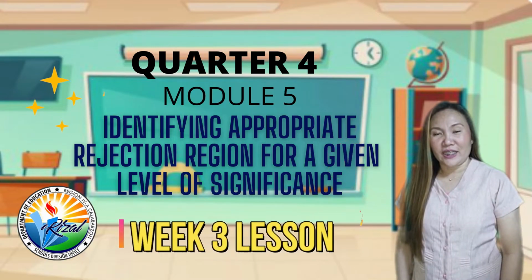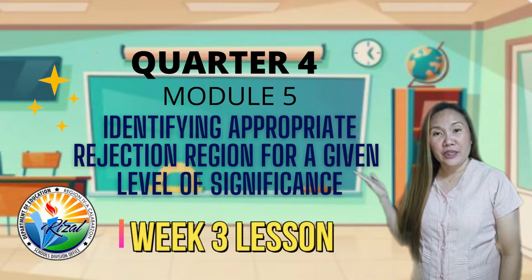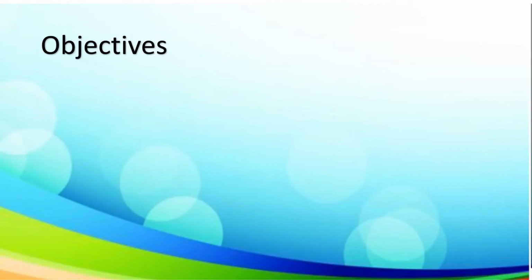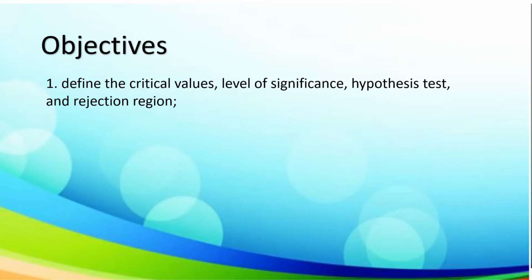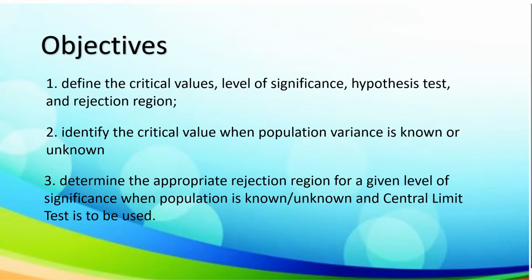Our lesson for today is all about identifying the appropriate rejection region for a given level of significance. Our objectives are: define the critical values, level of significance, hypothesis test, and rejection region. Identify the critical value when population variance is known or unknown. And lastly, determine the appropriate rejection region for a given level of significance when population variance is known or unknown and central limit theorem is to be used.